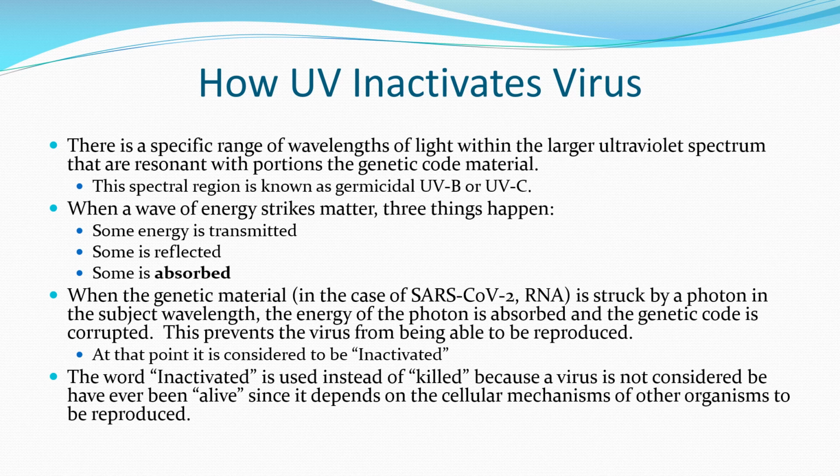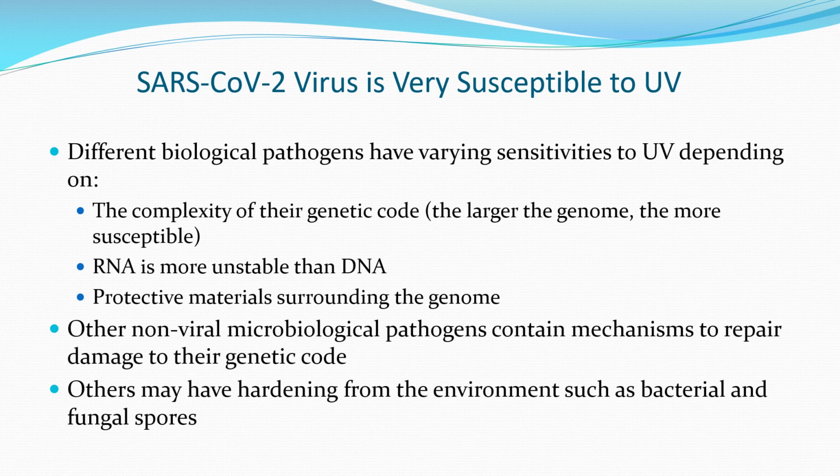And we use the word inactivated instead of killed because a virus is not considered to have ever been alive, since it depends on the cellular mechanisms of other organisms to be reproduced. The SARS-CoV-2 virus is very susceptible to UV. And different biological pathogens have varying sensitivities to UV, which depends upon several things. The complexity of their genetic code. So the larger the genome, the more susceptible. SARS-CoV-2 has a fairly large genome for a virus, so making it more susceptible.